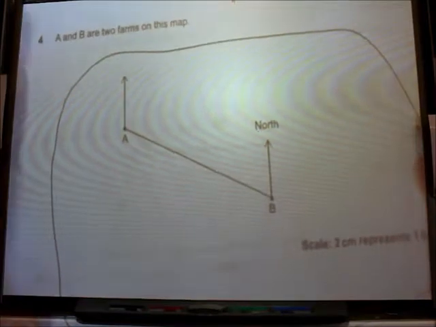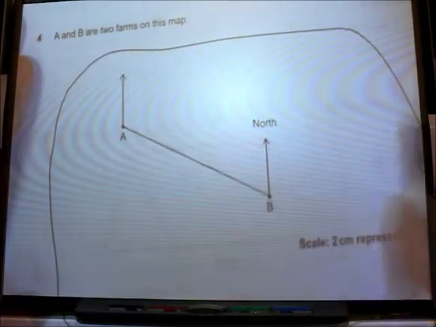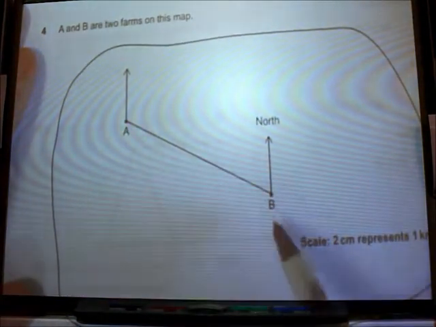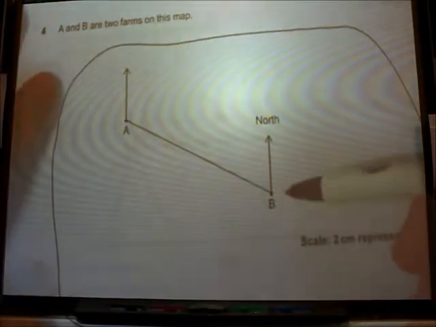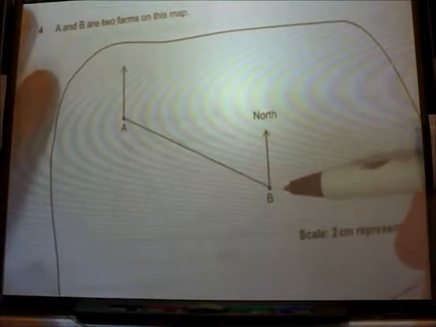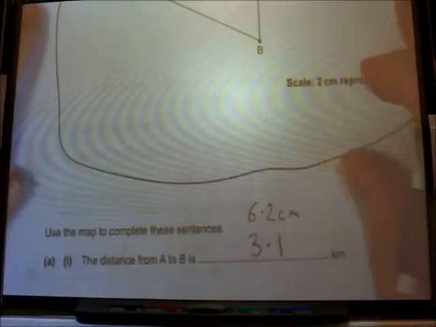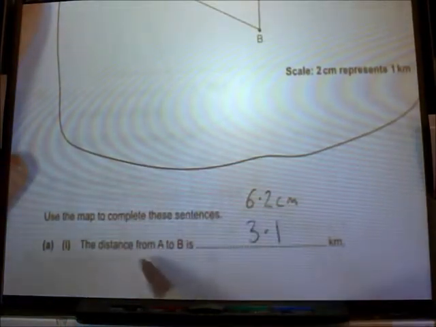Next one, question 4. A and B are 2 farms on the map. So they're farms, sheep, dairy, who knows. Use the map to complete the sentences. So the distance from A to B is how many kilometres.